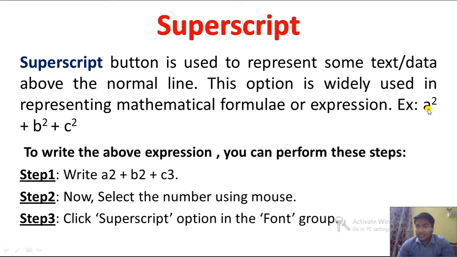A is written in normal line and just above the normal line 2 is written here. So this is what is superscript. Here also you can see plus b square plus c square, and this option is widely used in representing mathematical formula or expression. Clear?